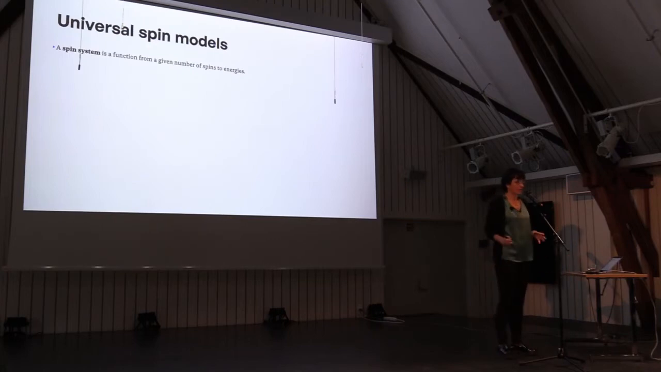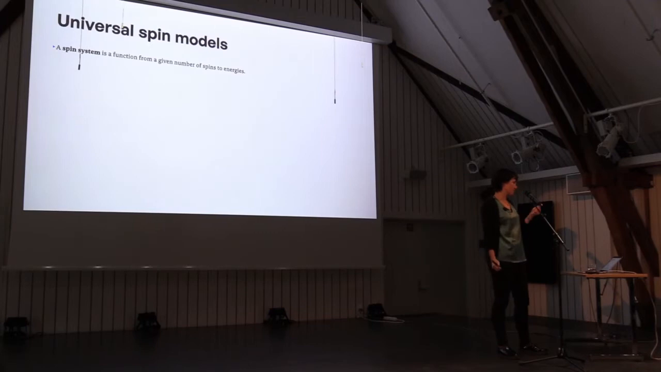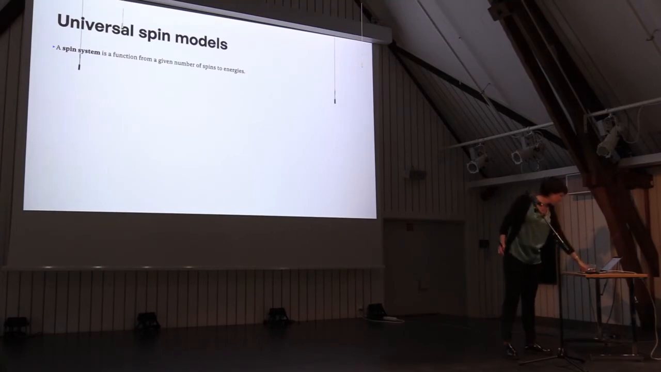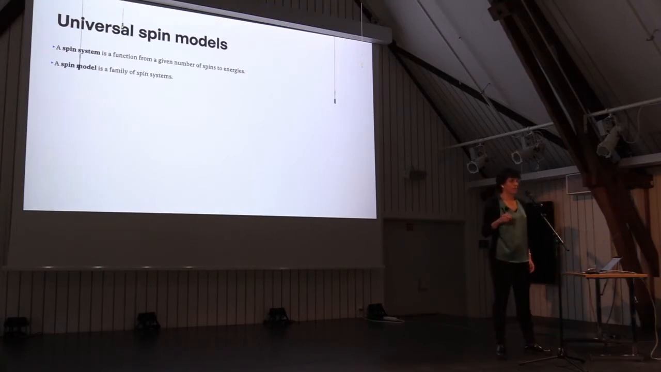Okay, so let me define this precisely. I need to go through the definition so that maybe you can tell me what is really going on, okay? So first of all, a spin system is a function from a given number of spins to energies. So it has a finite domain. It's a given number of spins, n. A spin model is going to be a family of such spin systems.